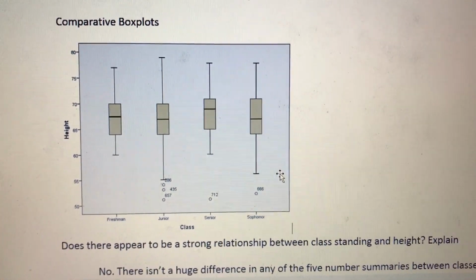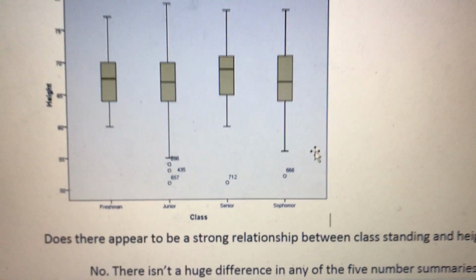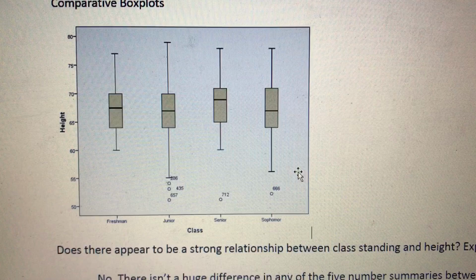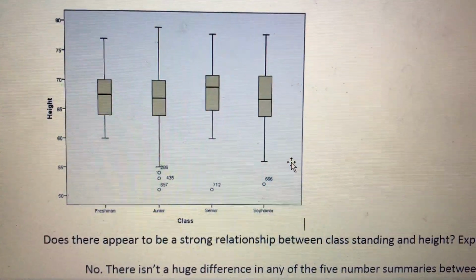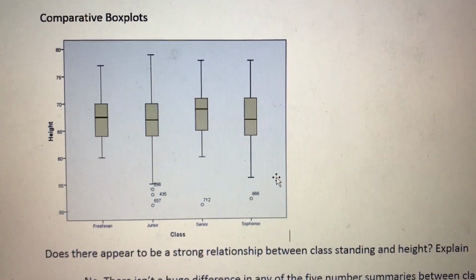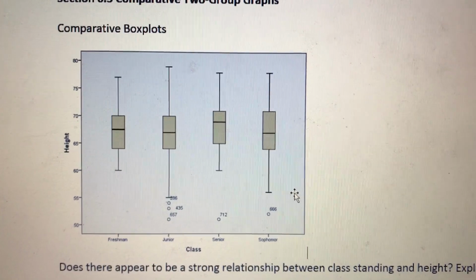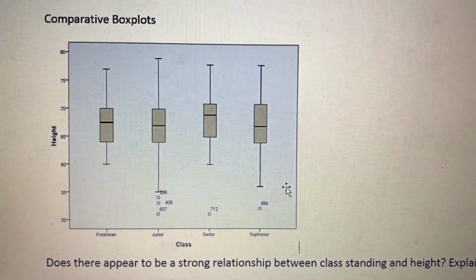Here we have height broken down by class standing. Please note that SPSS does not recognize when variables are ordinal, so it does go freshman, junior, senior, sophomore, rather than freshman, sophomore, junior, senior. So the question: does there appear to be a strong relationship between class standing and height? And then explain. And there does not appear to be a strong relationship.